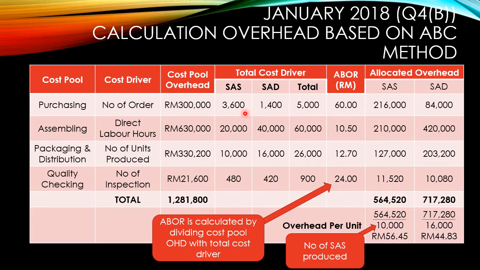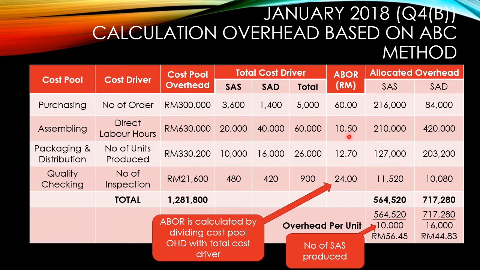And here we have the cost driver used by the product SAS and the cost driver used by the product SAD. So when you want to calculate the ABOR, we must divide the cost pool overhead by the total cost driver. In this case, 60 ringgit per order is calculated by dividing 300,000 by 5,000 orders. So the cost per order is 60 ringgit.